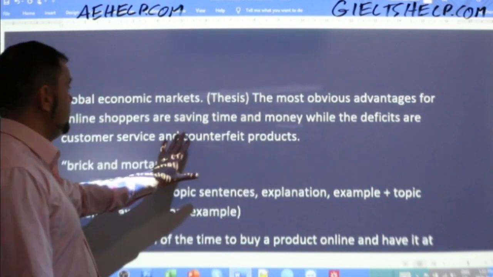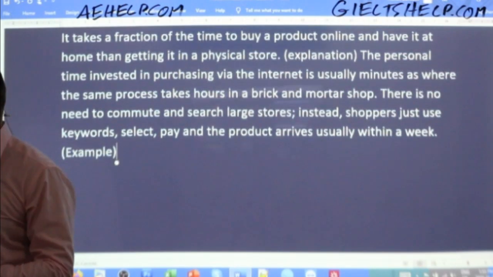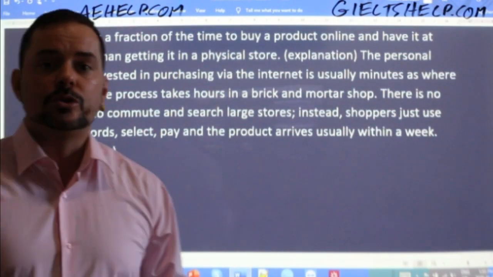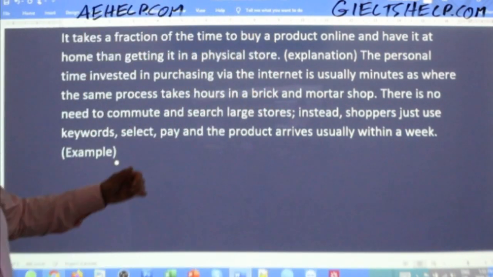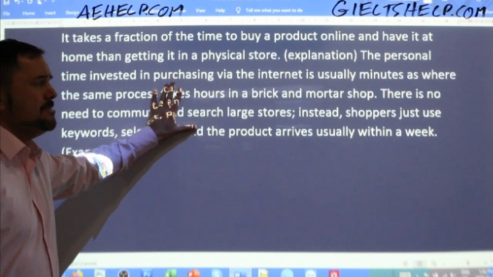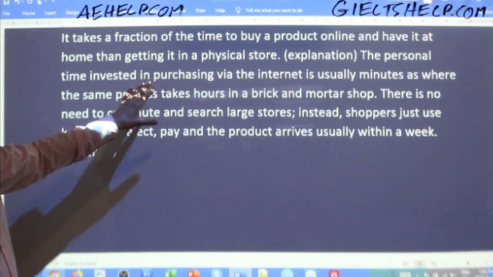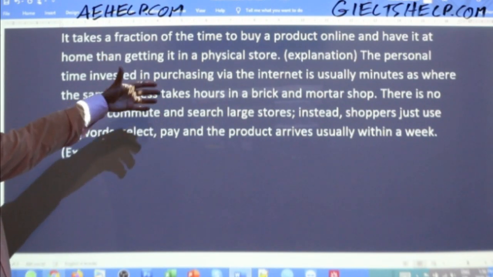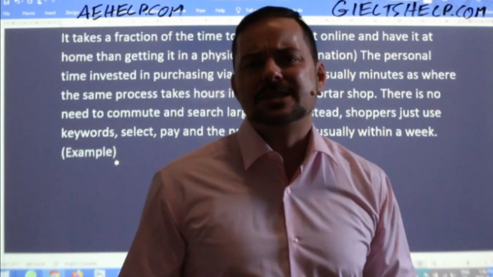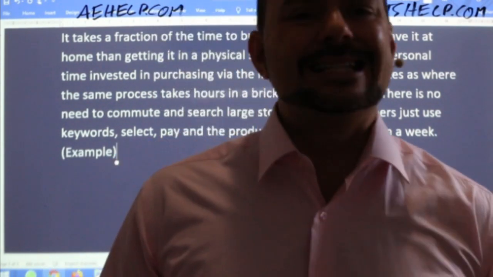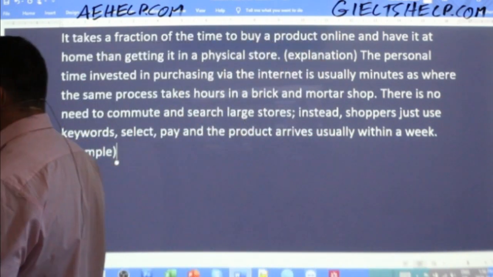So notice that there's no I, me, my in the thesis. That means that I have to make sure my explanation or my example does not use the words I, me, my either. Okay, so I want to give just some kind of a made-up example that represents this concept of saving time shopping online. Okay, so just make up some phony statistic or a phony example, up to you. I'm going to do the same and then we'll compare. Okay.